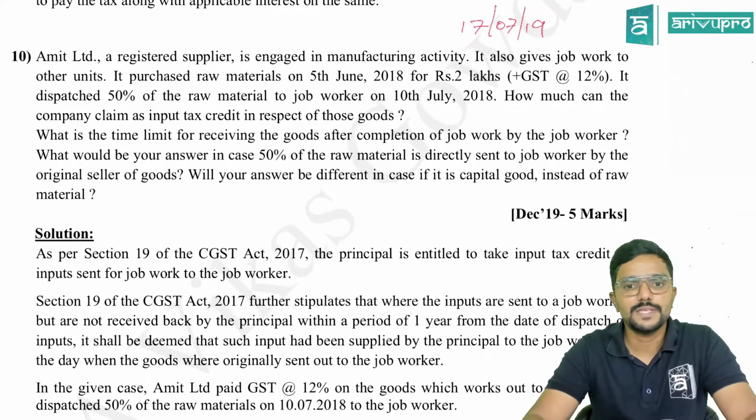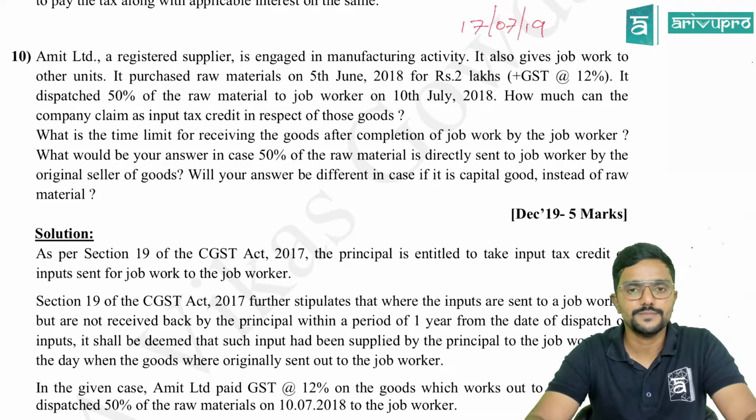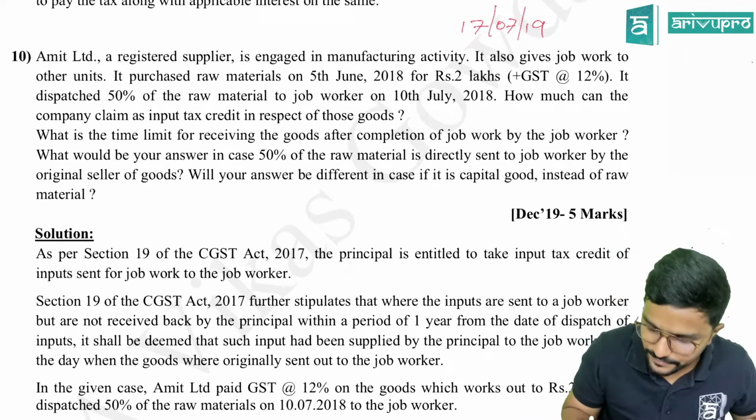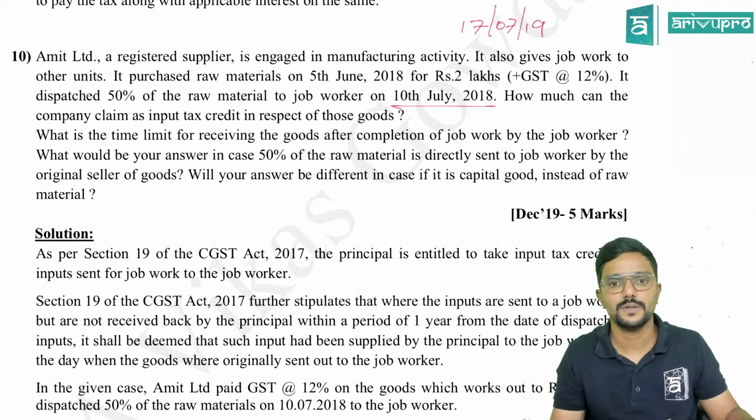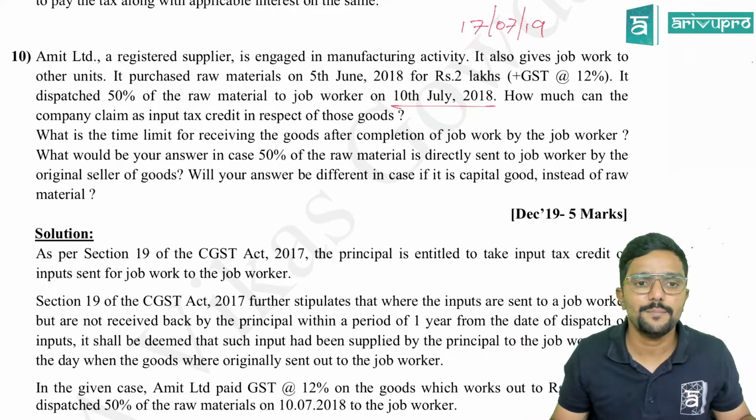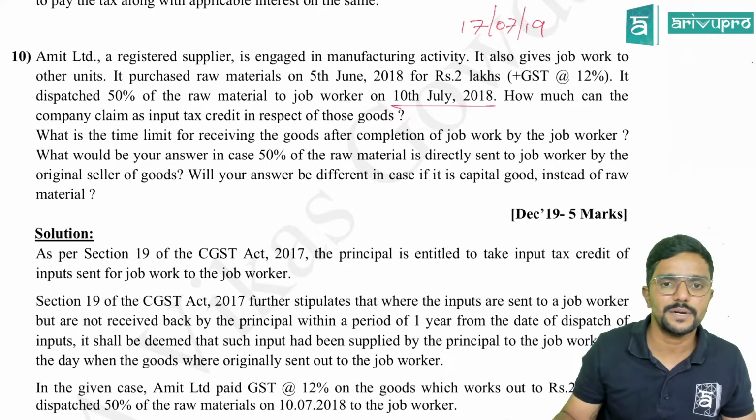Next, 10th one is again on job work. Amit Limited, a registered supplier, is engaged in manufacturing activity. It also gives job work to other units. It purchased raw materials on 5th June 2018 for 2 lakhs plus GST at 12%. It dispatched 50% of the raw materials to the job worker on 10th July 2018. Okay, the principal is sending the goods to the job worker. How much can the company claim as input tax credit in respect of those goods?